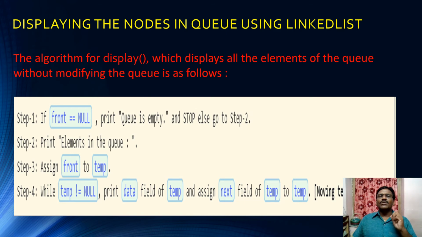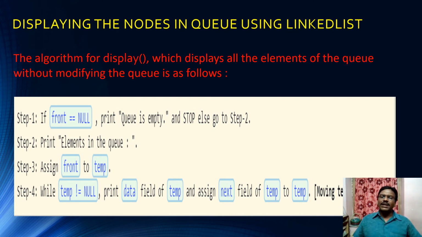Now display the nodes in the queue using the display algorithm, which displays all the elements of the queue without modifying the queue. If front equal to null, the queue is empty, so simply stop. Otherwise, go to the next step: print the elements in the queue.